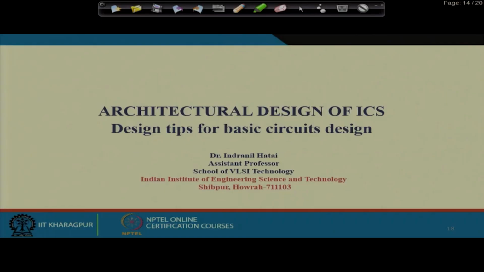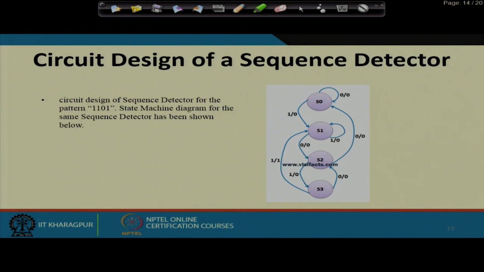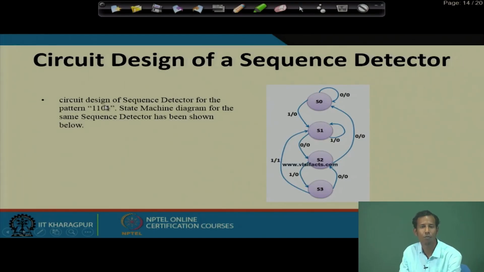So, welcome to the course on architectural design of ICs. In the last class we were looking at the sequence detector example. In this example we have to detect the sequence 1101. So, what we did is that first we developed the finite state machine which will detect this sequence.